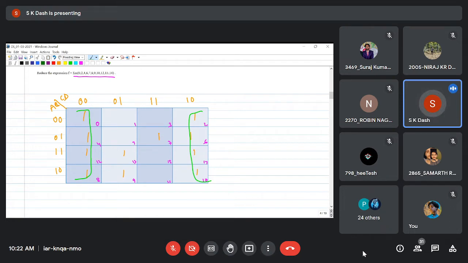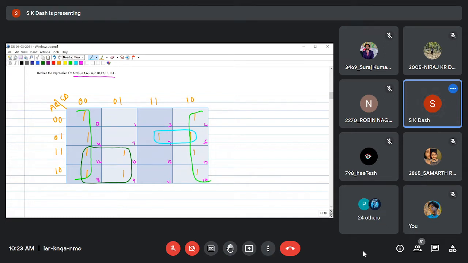Then any quad possible? Combination of 4 adjacent cells. This can be a quad. These 4 cells are adjacent to each other. Any other quad possible? Combination of four adjacent cells? No, sir. Is a pair possible? This can be a pair.